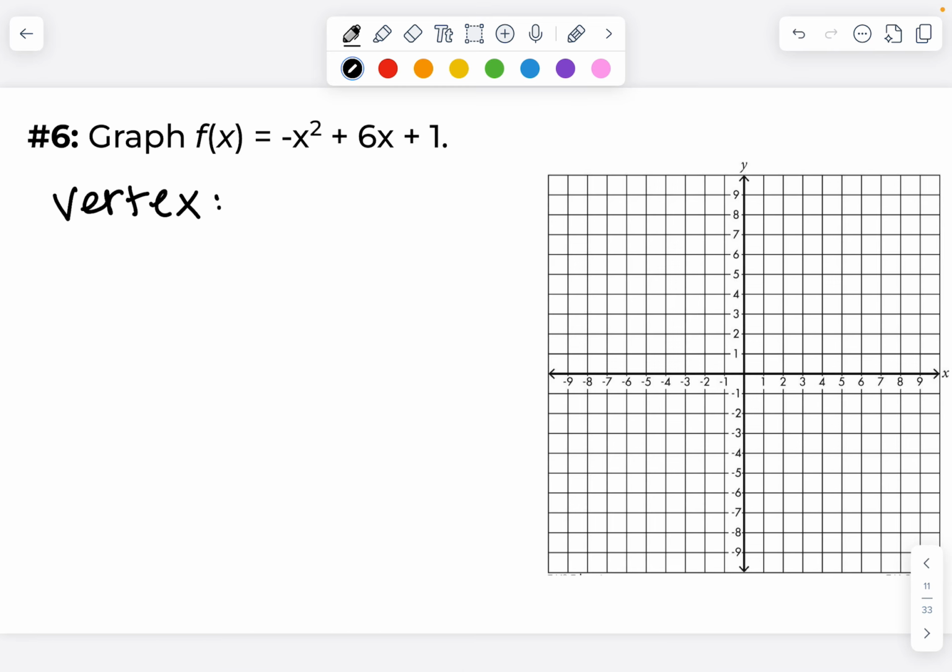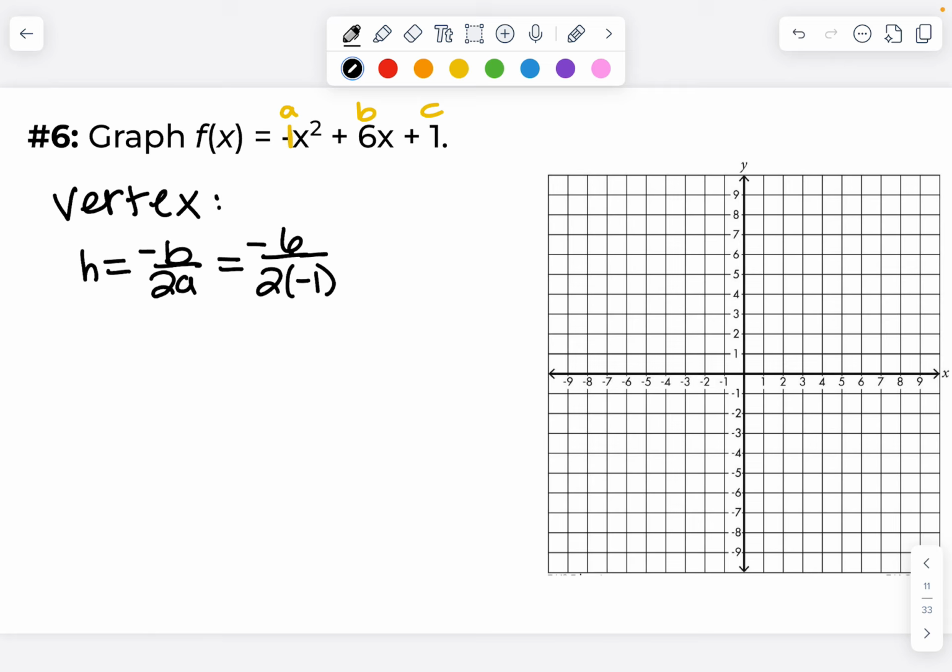So step 1 is to take h, which is going to be -b over 2a, okay? Now remember, b is 6, c is 1, and then we can put a 1 there, okay? So we get -1 for a. So I'm going to put -6 over 2 times -1, okay? And then I'm going to simplify this.